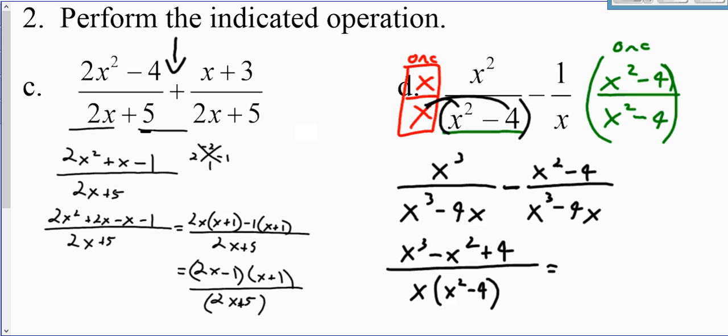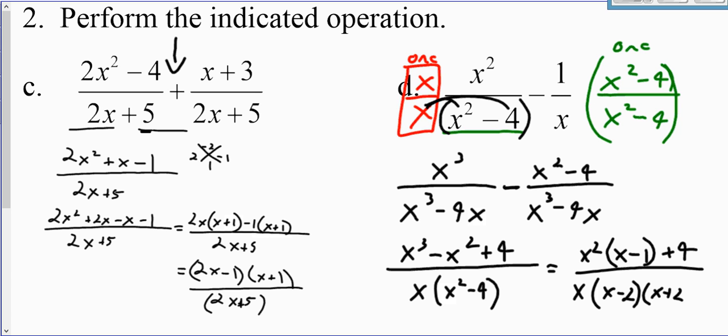I could factor it and say that this is x times x minus 2 times x plus 2. Okay. If I tried to factor by grouping or anything, I would factor out an x squared from the first two terms, and then that's going to be times x minus 1, and then a plus 4. Because I have an addition and subtraction there, I can't cancel out any x's. I'm just going to leave this as my simplified form.